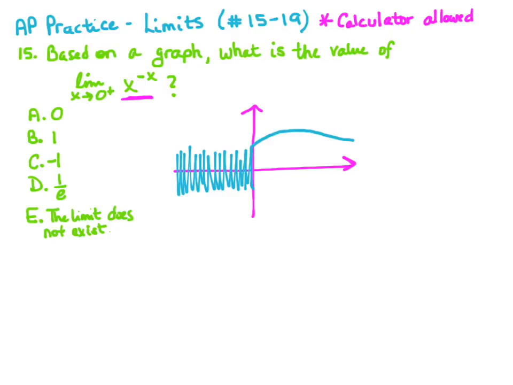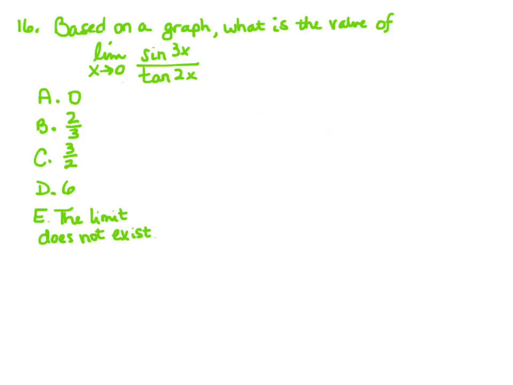And if you zoom in on that point there at x equals 0, right here you can see that this value is equal to 1. And so since we are only considering x approaching 0 from the right, only considering this part of the graph, then our answer is B. The limit from the right is equal to 1.